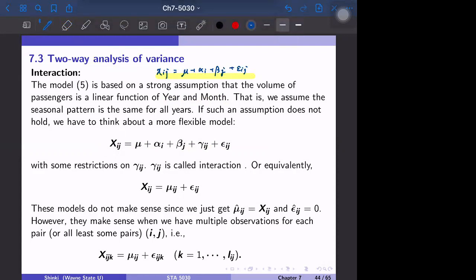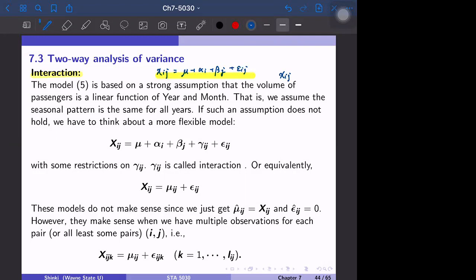Hi, we continue with 7.3, two-way analysis of variance, but now we extend the model a little bit. I introduce the notion of interaction. Model 5, the original two-way ANOVA, x_ij equals mu plus alpha_i plus beta_j plus epsilon_ij, is based on a strong assumption that the volume of passengers x_ij is a linear function of year.